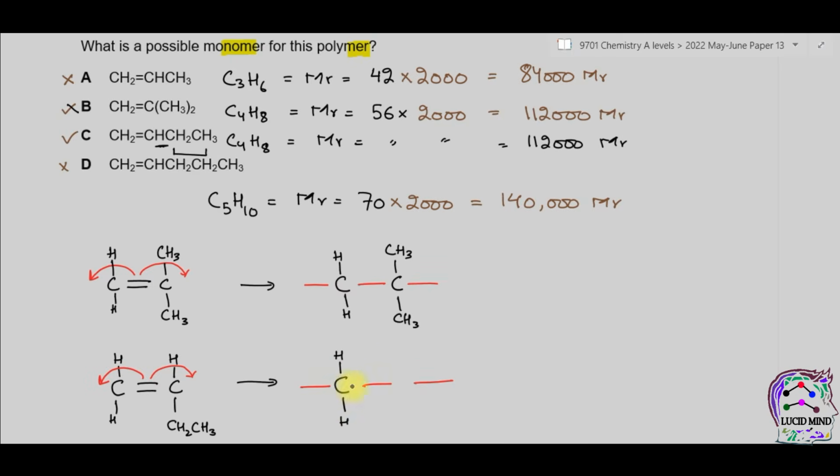So this is not chiral carbon. This carbon contains a hydrogen atom and CH2CH3 group. So we can see these 2 are different, and left and right side can be different because it can be at any position in the polymer. So therefore this carbon is chiral carbon. So correct answer is therefore C.